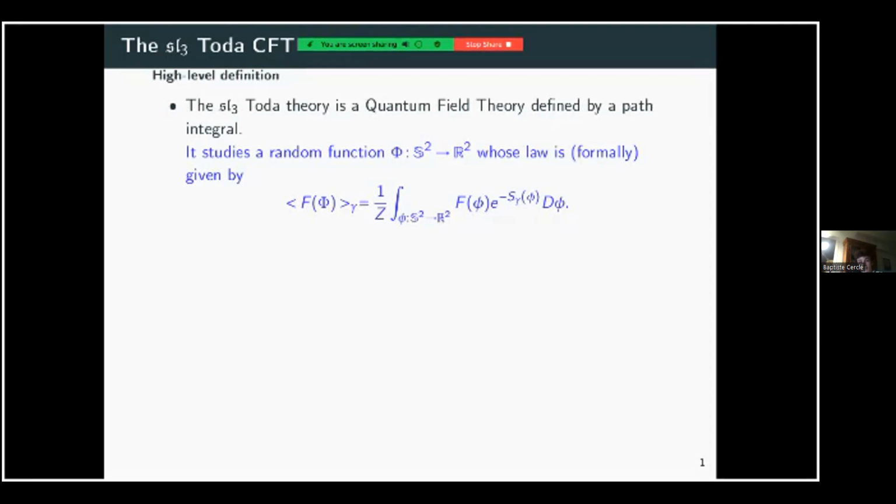Okay, so this SL3 Toda CFT is the study of a random function. The question is, how do you prescribe the law of this random function? To do so, there is a powerful method in physics that you may be familiar with by now, which is called the path integral, and which is a way of defining, at least formally, a random measure, and therefore provides a way of picking at random such a function.